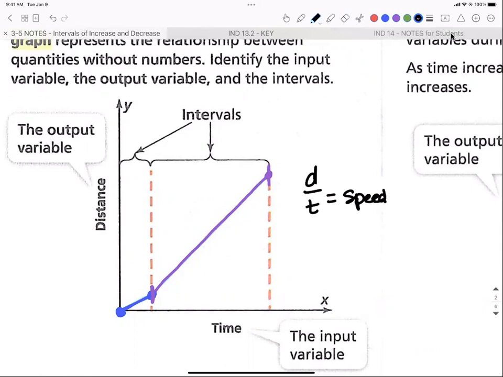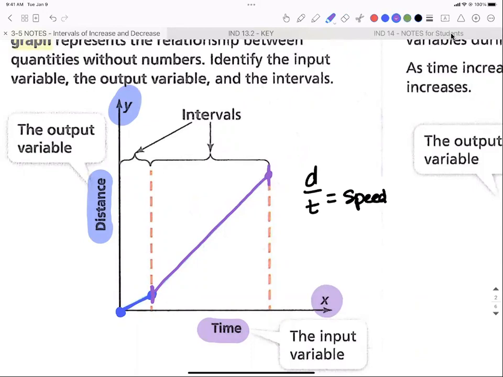When you have a distance, and this is very specific, how do I know this is a distance over time graph? Well, because I have the word distance here, and I have the word time here. So I know this is the distance over time, right? And y's always go on top. Distance is my y, right? Distance is my y-axis. Time is my x-axis. Distance over time, and we know that distance over time is speed.